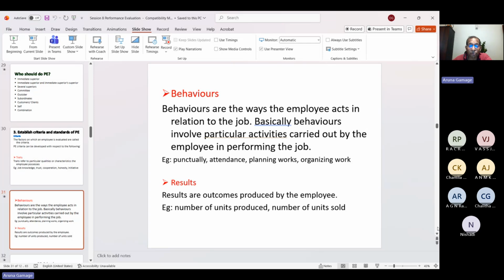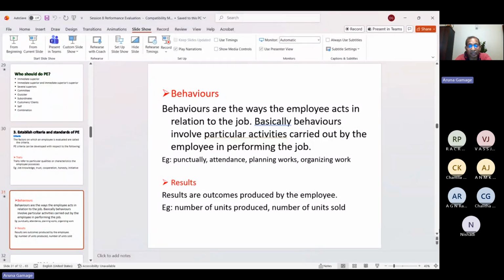So for example, punctuality is a behavior, whether employees are punctual or not. Attendance is a behavior, whether they keep regular attendance or not. Planning work is behavior. Organizing work is behavior. So these behaviors matter a lot. If we have these behaviors, we can infer that their performance is good.